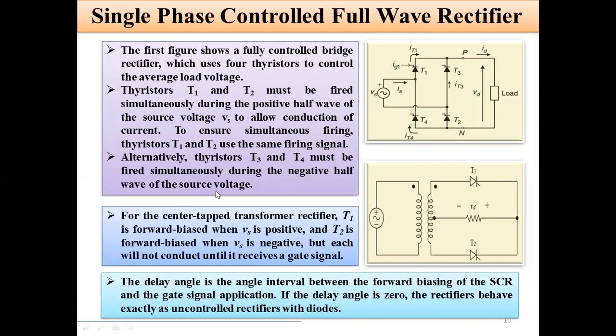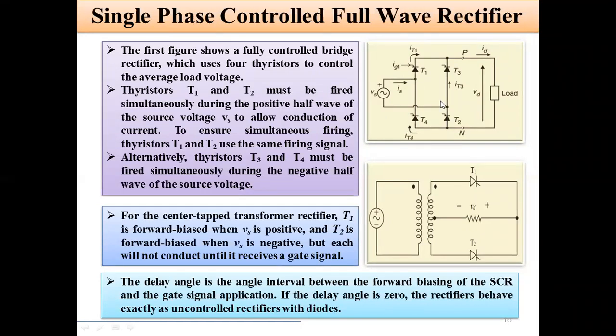A separate firing circuit is used to fire the gate circuits of the thyristor switches. If you observe here, the gate circuits are compulsory. Gate terminals are fired with a separate gate firing circuit. The T1 to T4 thyristor switches can be turned on by using these gate firing circuits.